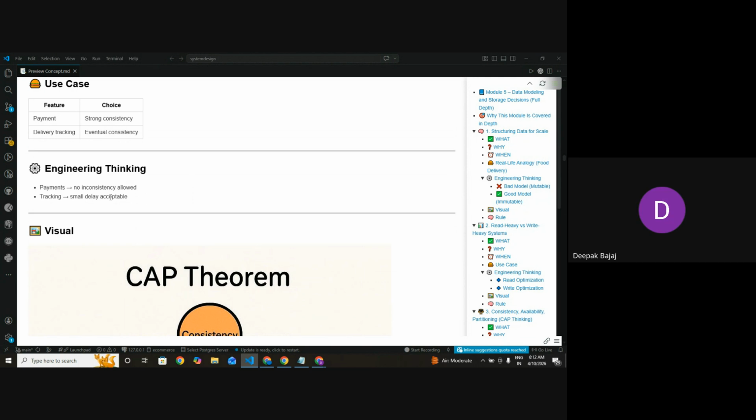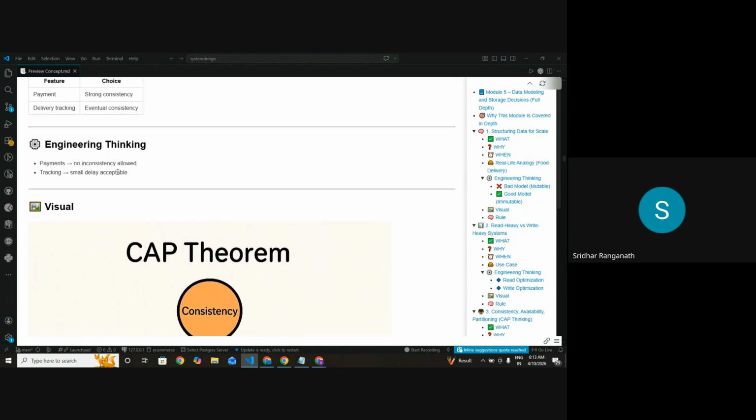So now payment. Whatever I update should remain there. It should be consistent. Or stock: when I update an inventory, everybody should see the same inventory. One cannot see 10 and another see 5. So it should be consistent. Correct, nice example. Tailor tracking, eventual consistency. Yes.